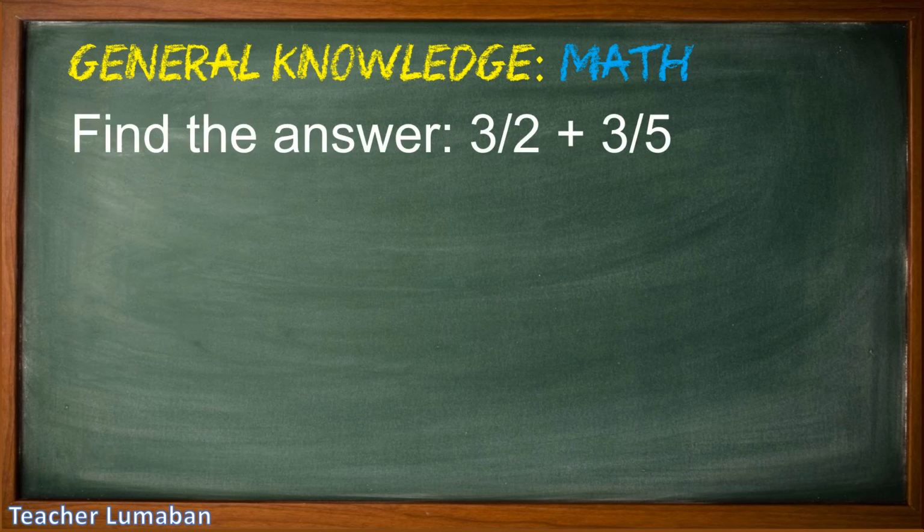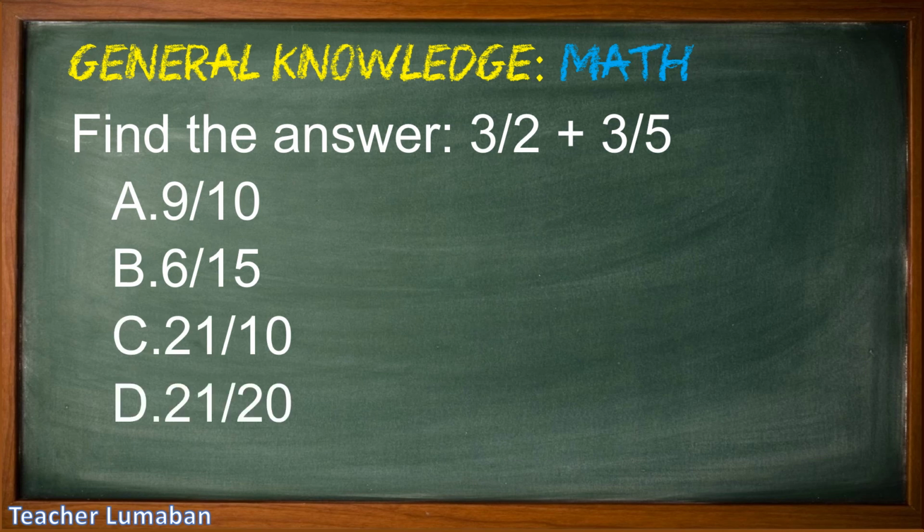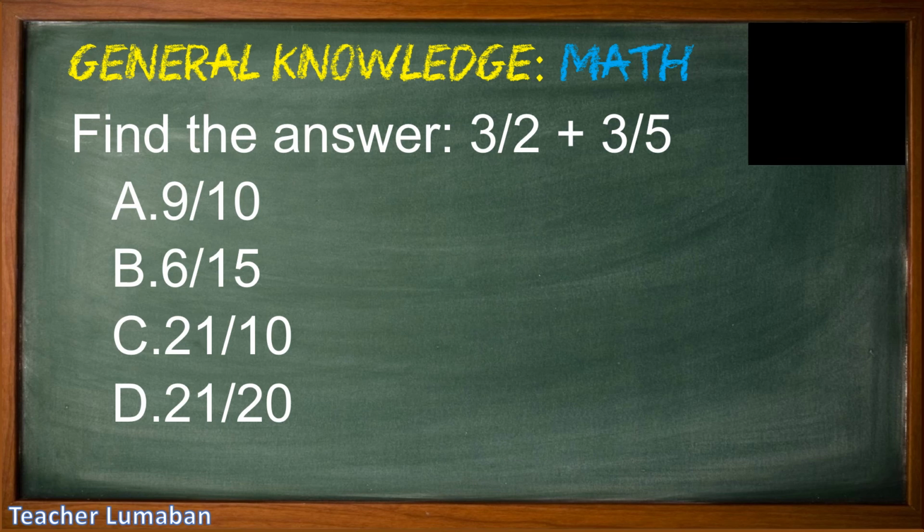Find the answer, 3 over 2 plus 3 over 5. Letter A 9 over 10. Letter B 6 over 15. Letter C 21 over 10. Letter D 21 over 20. Please choose the suitable answer to the following choices in 5 seconds.